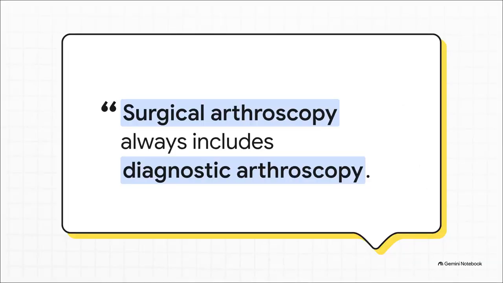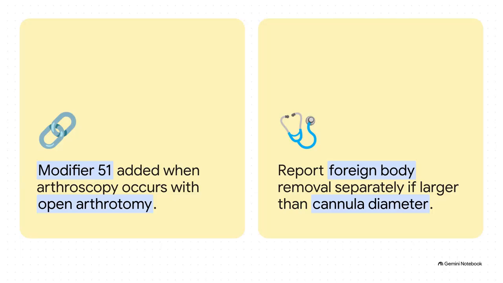If you remember nothing else from this explainer today, I want you to tattoo this paramount compliance rule on your brain. Surgical arthroscopy always includes diagnostic arthroscopy. You must never, ever unbundle a diagnostic scope code if a surgical arthroscopy is ultimately performed in that same joint during the same session. The diagnostic lookaround is already inherently built right into the value of the surgical repair. No exceptions. Well, okay, coding is never entirely without its nuances and exceptions, right?